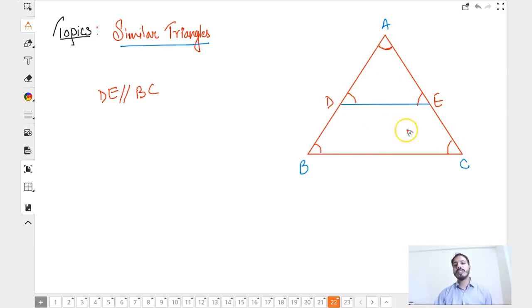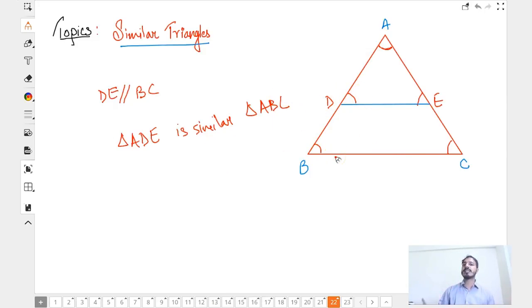These two angles are equal. So I can say that triangle ADE is similar to triangle ABC. Now if two triangles are similar, then all the angles should be equal. That means A should be equal to A, which is common, D should be equal to B, and angle E should be equal to C, which is already given here. But I'm just saying, if two triangles are similar, then these should happen.